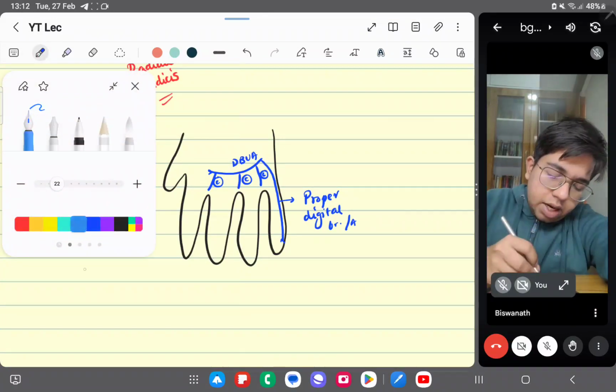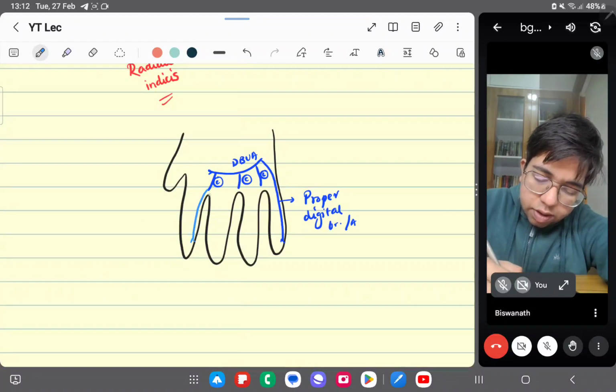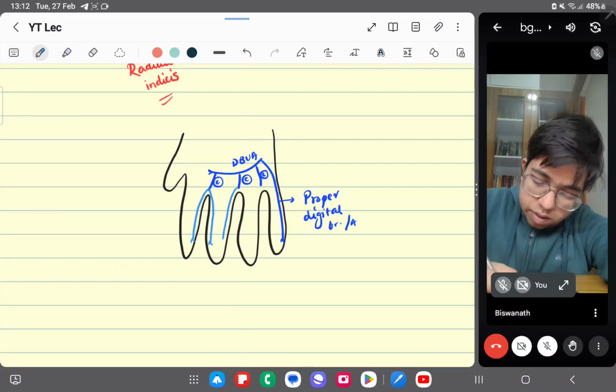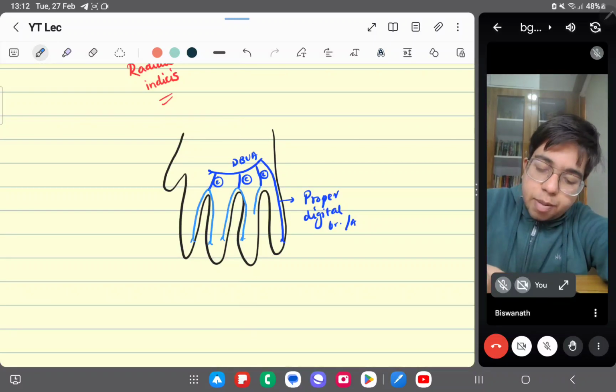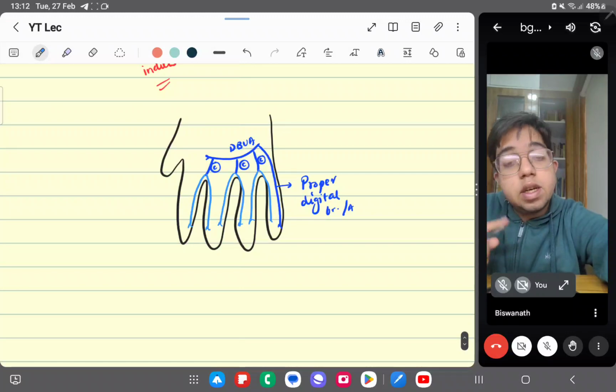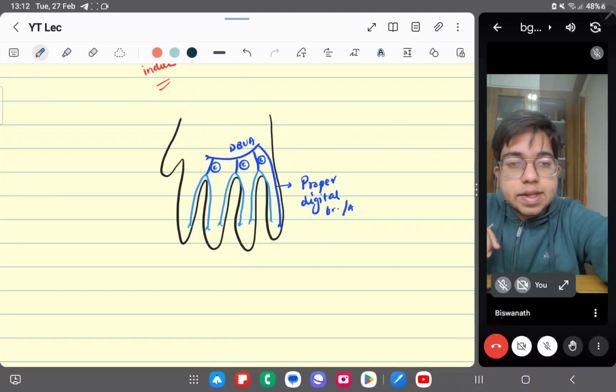Each common digital artery will again divide into two branches. It will be supplying the fingers like this. These are your proper digital arteries of the respective fingers. So one finger is supplied by two arteries.